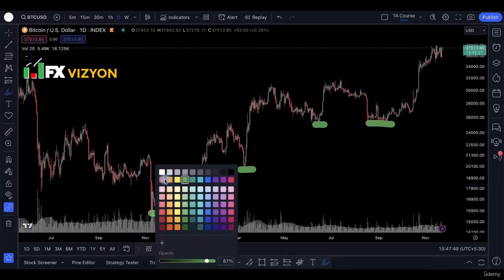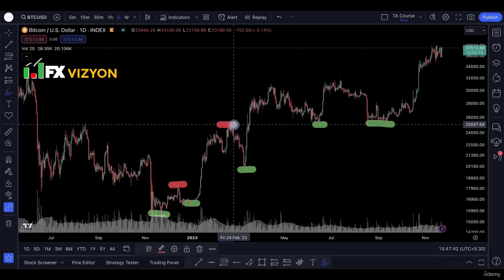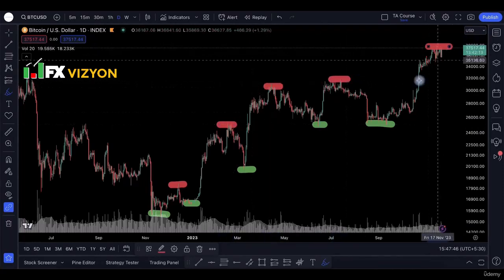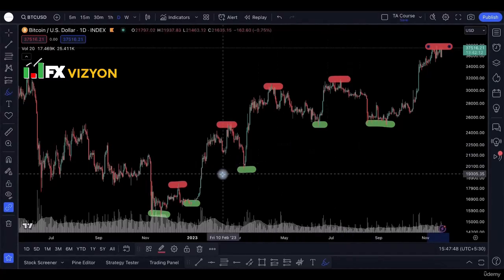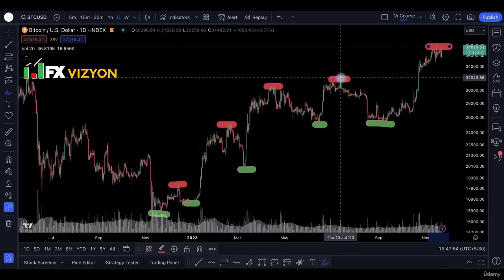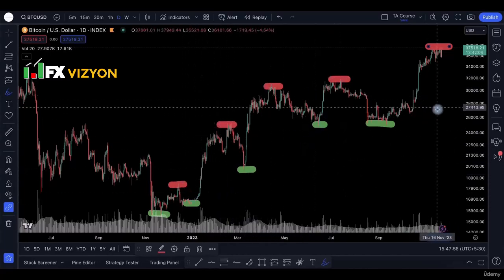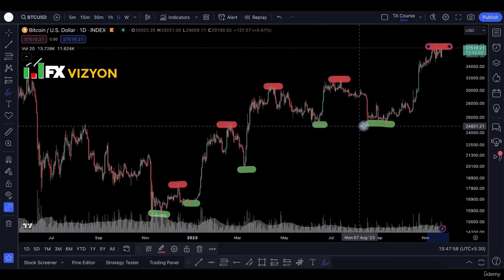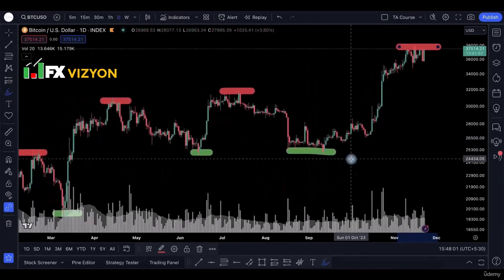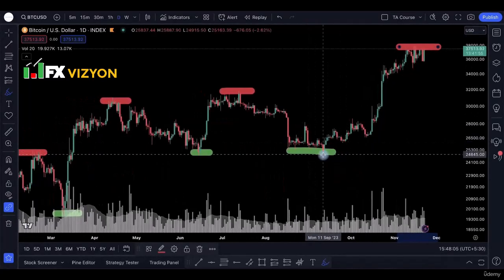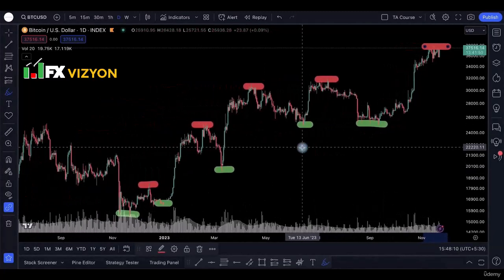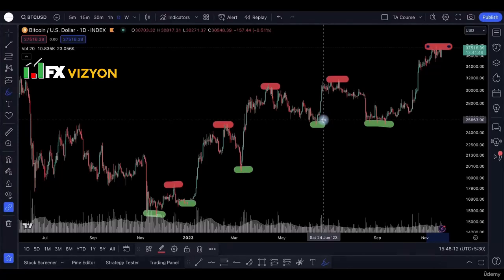We will color them differently. We'll make them red. This is a swing high. This is a swing high. So now if we see, it is consistently making higher highs, right, and higher lows. Here you might feel like this is not a higher high, but it actually is. If we zoom in, we can see that this low is at a higher position than this low. So Bitcoin has been making higher highs and higher lows, right?